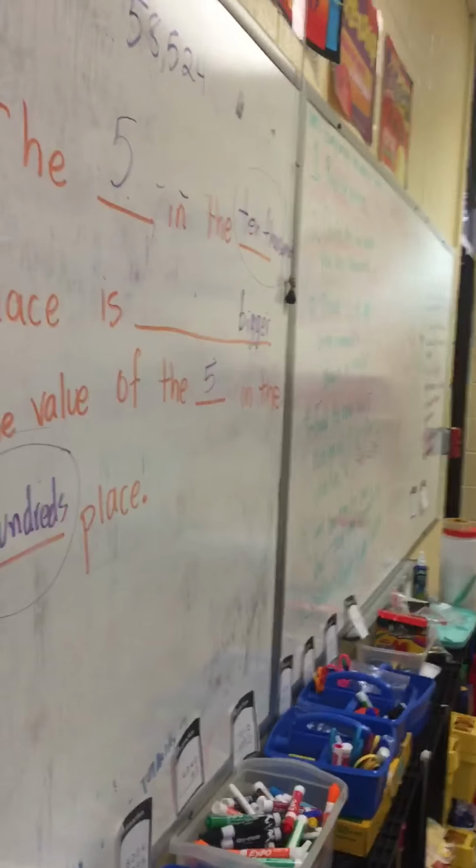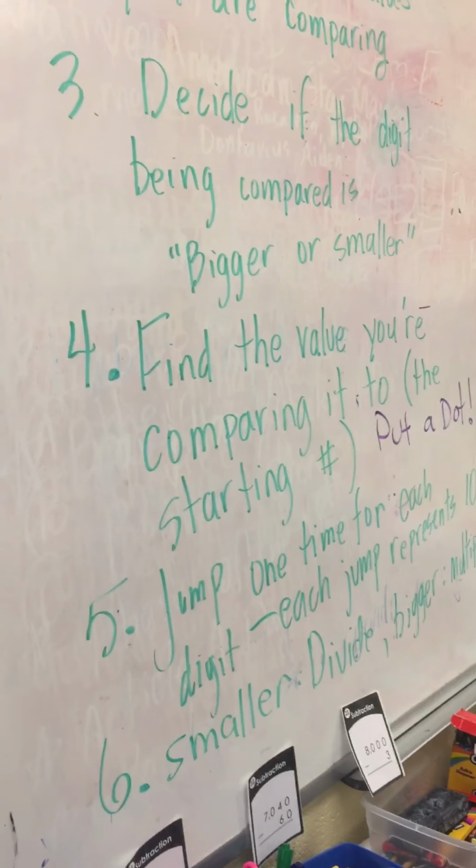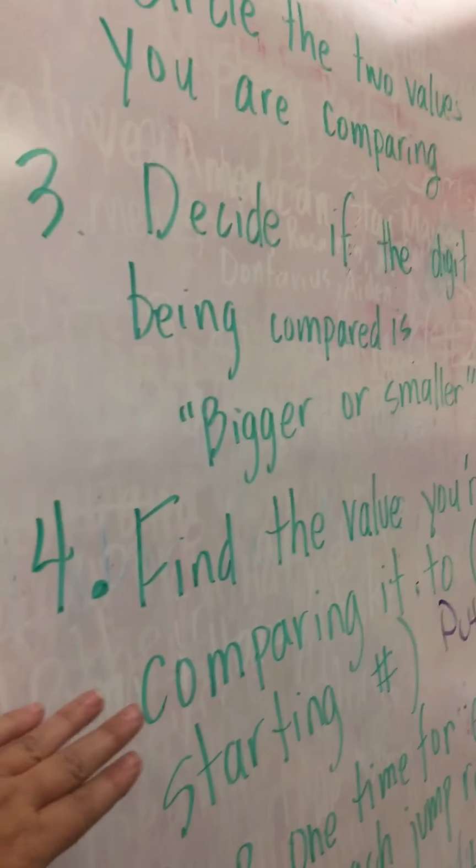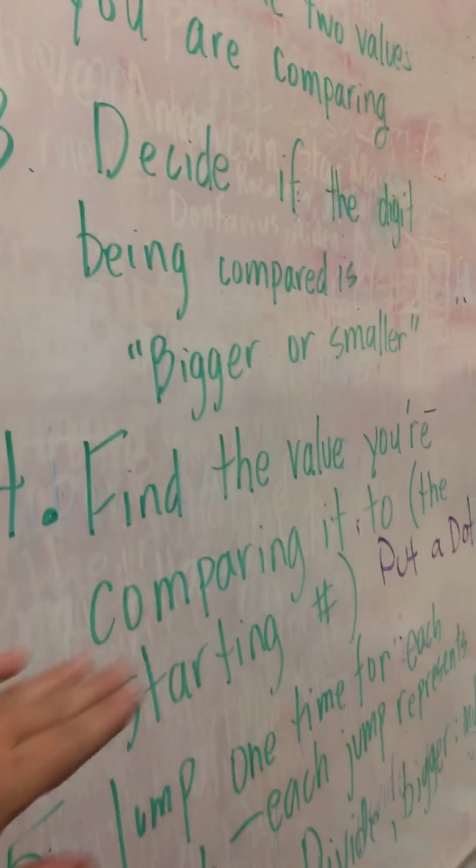Now let's take a look. We want to find our starting number. So we're on step 4. How do you show that you're on the starting number? With a dot. So this says, find the value you're comparing it to and put a dot. What are we comparing the 5 in the 10,000s to? Harmony, what are we comparing it to? We're comparing it to the hundreds.